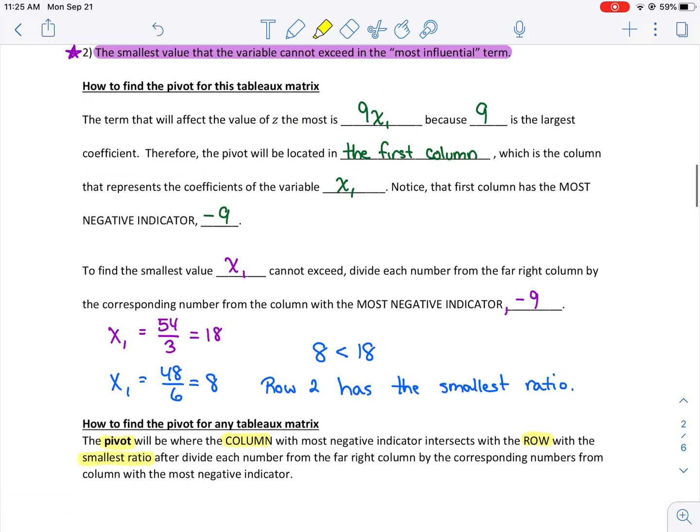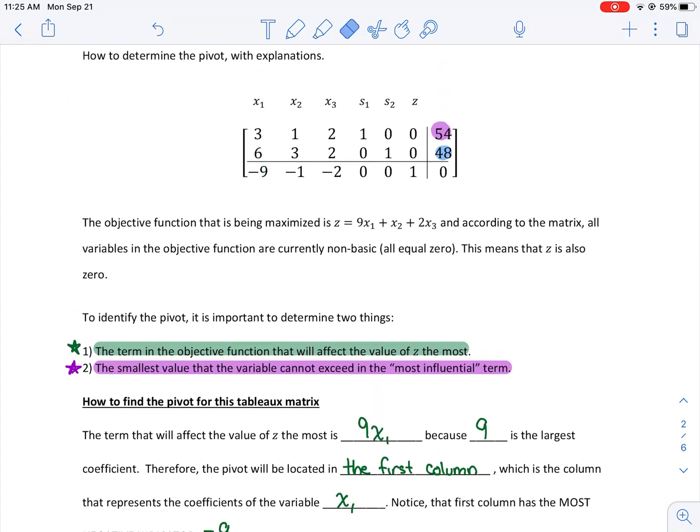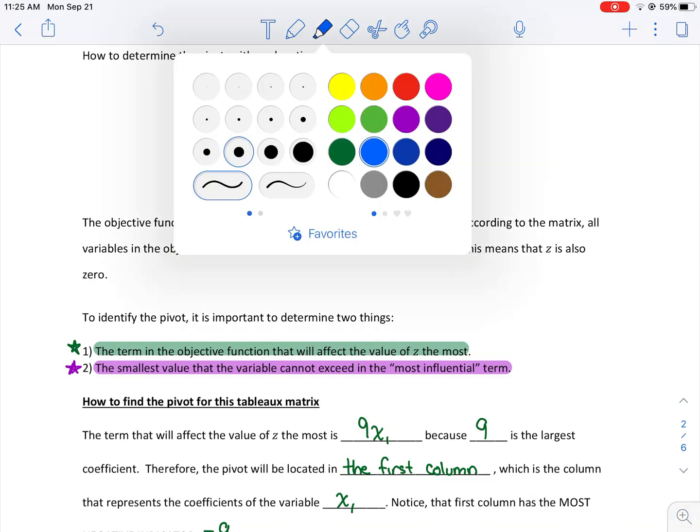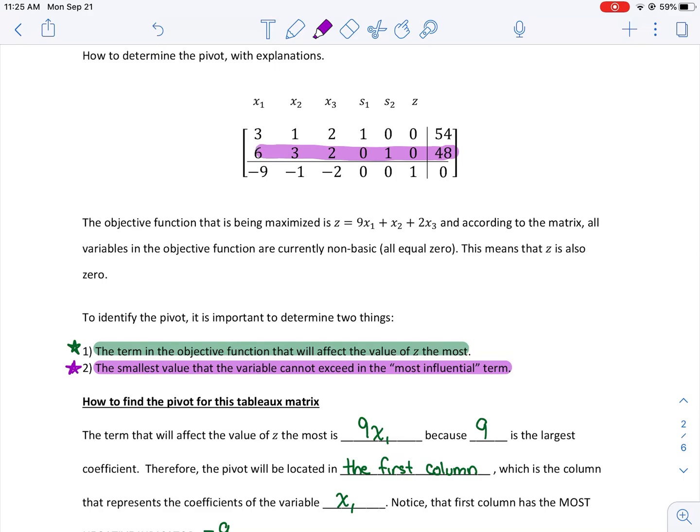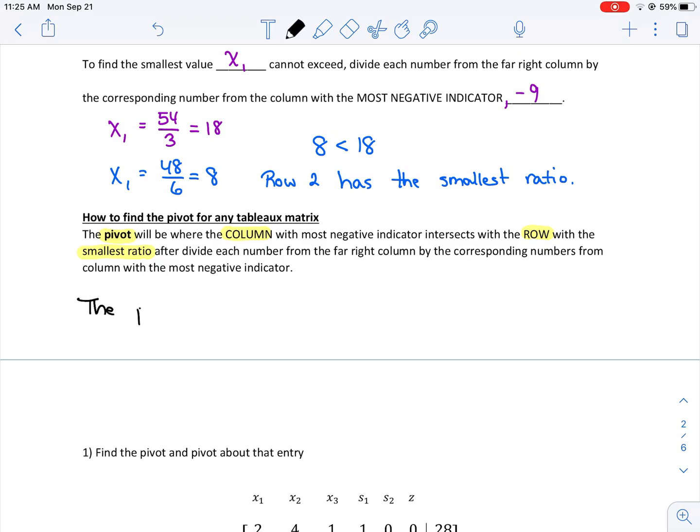All right, so let's go back to the matrix. Here is the row with the smallest ratio. Here is the column with the most negative indicator. And the two intersect right at that 6. So in this case, the pivot of this Tableau matrix is the 6. So the pivot is the 6 in the first column, second row.